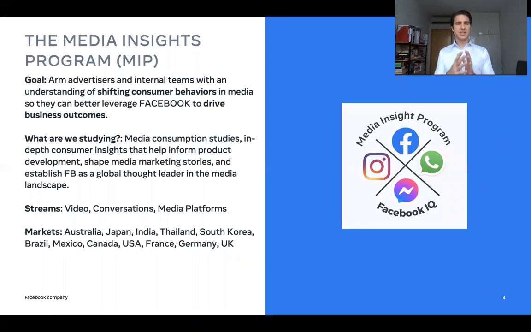So we conduct large media consumption studies to understand people's behaviors, preferences, attitudes, etc., what it means for brands, and what it means for brands on our platforms. We focus on three key areas or three streams: video, conversations, and media platforms. And although we reach 40 markets globally through the program, we have our focus on 10 or 12, and that includes within APAC, Australia, Japan, India, Thailand, and South Korea.